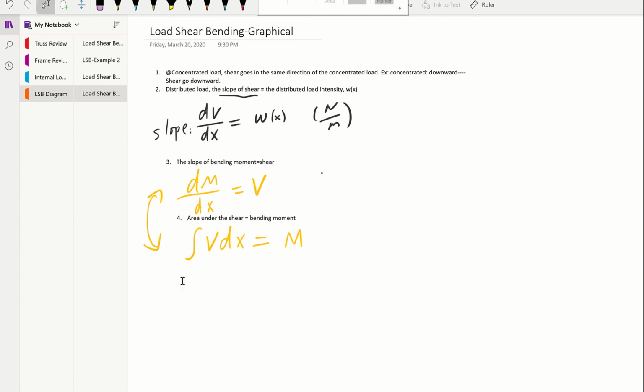Now we're going to move up to the next rule. For this area we just talked about, if this area is above the x-axis, then that area is considered a positive value. However, if the area is below the x-axis, this area is going to have a negative sign. Okay.